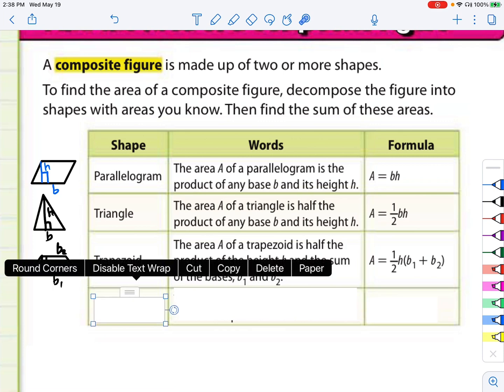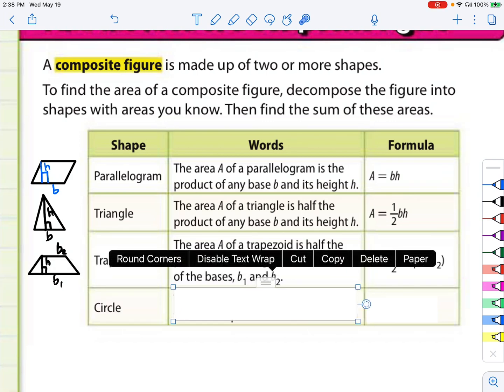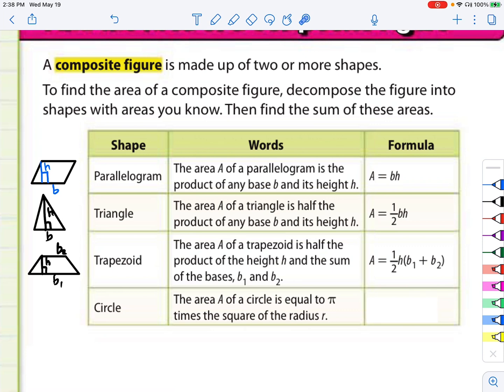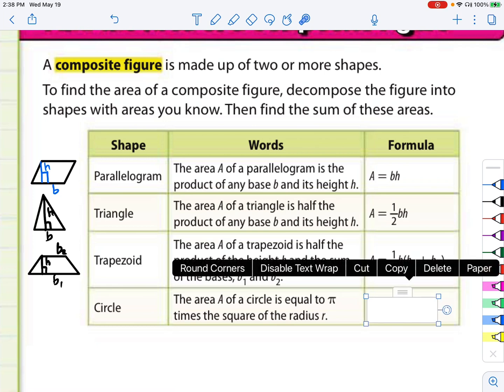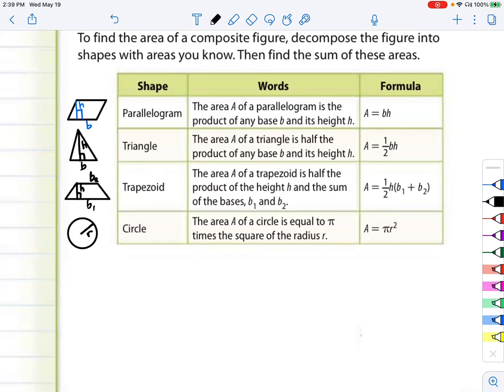And finally, this is the formula we just talked about in the last lesson, which is the area of a circle. The area of a circle is equal to pi times the square of the radius, or area equals pi r squared. That's the last shape that we're going to talk about for this lesson. So that's our circle, and this is our radius. Those are the different shapes that we know of.